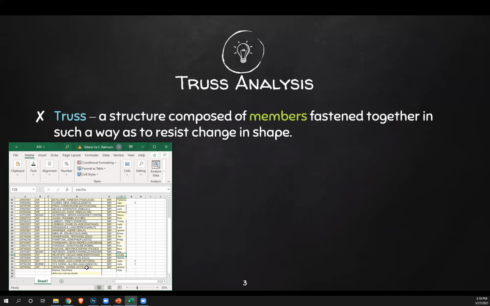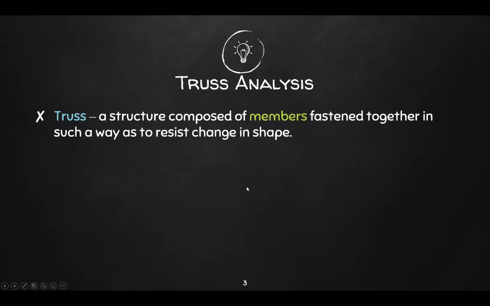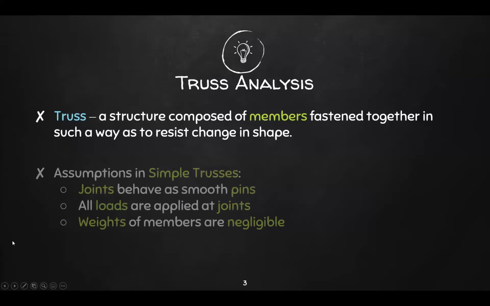Right. So correct, it's a rigid body. Recall from your MEC30, rigid bodies are bodies that resist deformation. So within that, we have three general assumptions for simple trusses.